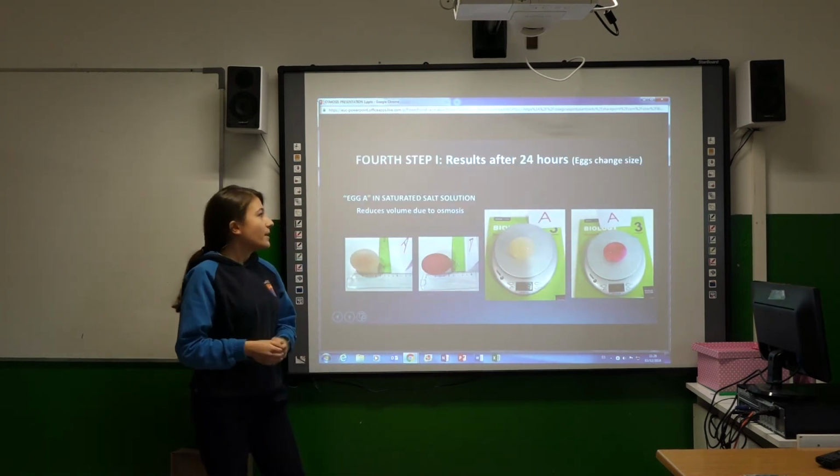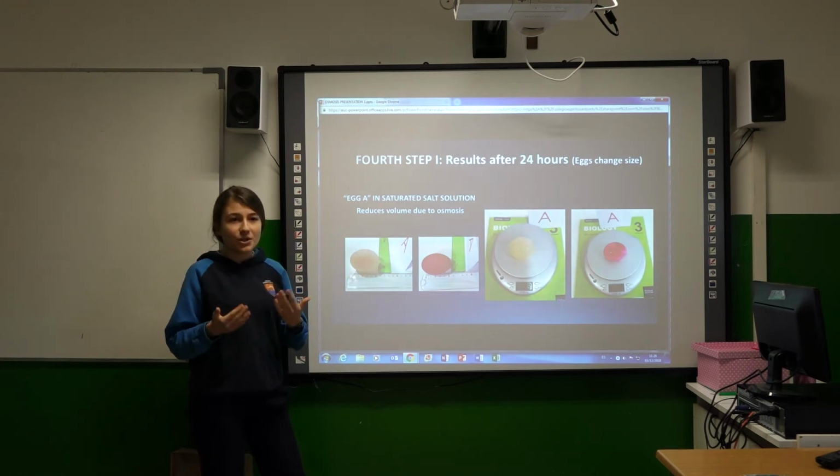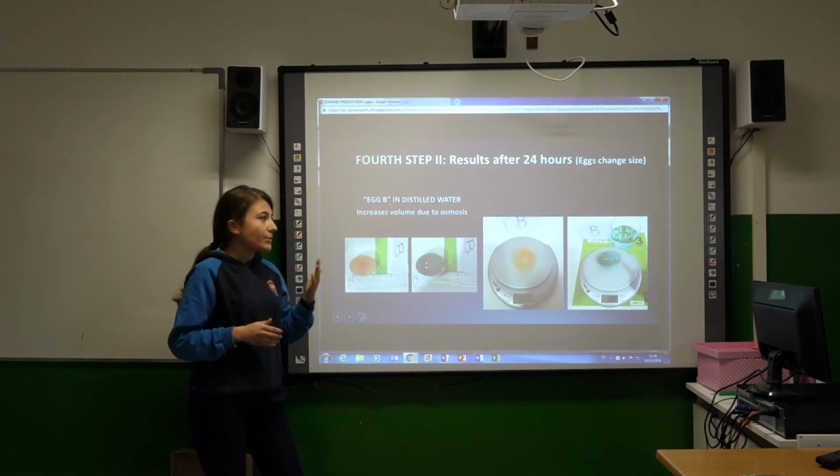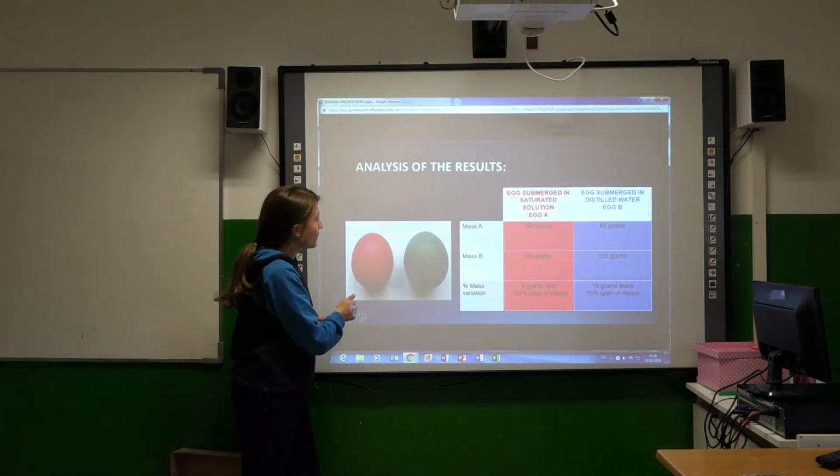The fourth step: as you can see, egg A reduces its volume due to osmosis, and egg B increases its volume due to osmosis.